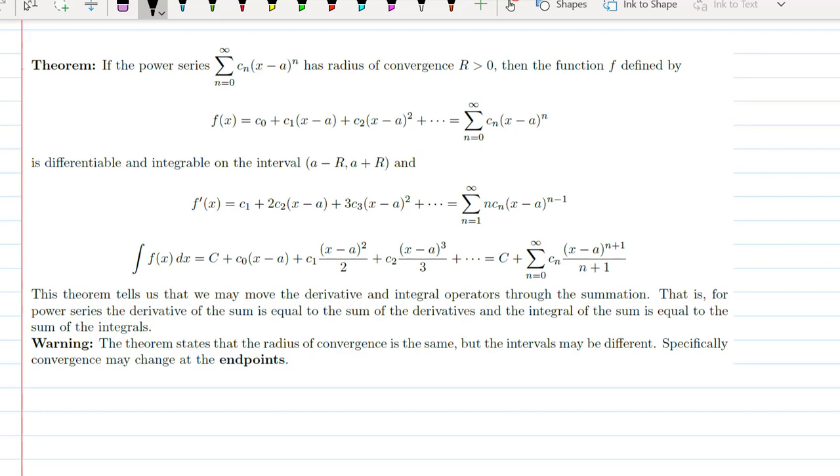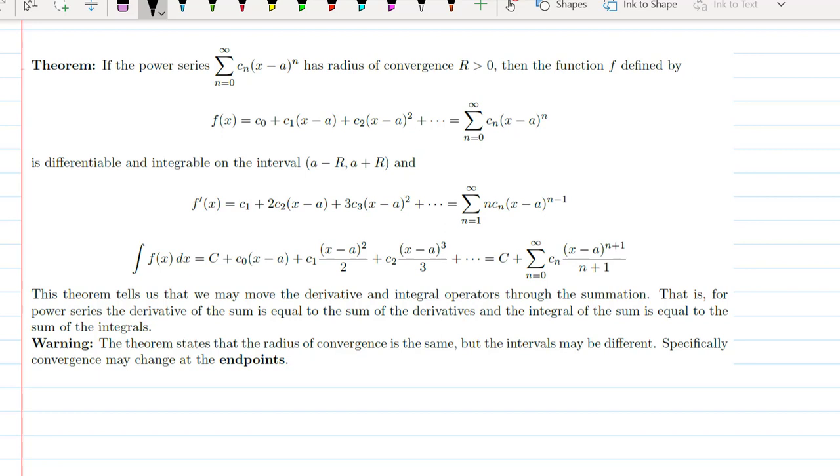And then we have a warning that says that the theorem states that the radius of convergence is the same, but the intervals may be different. Specifically, convergence may change at the endpoint of a series.